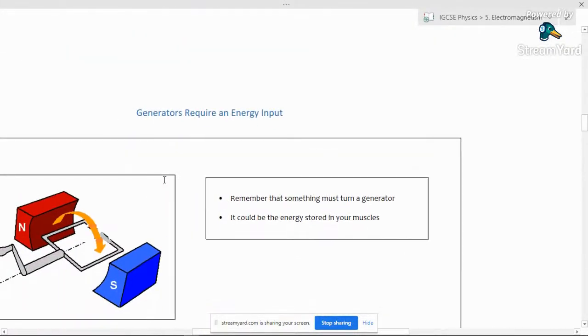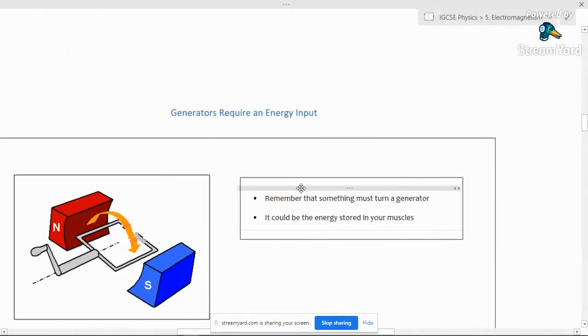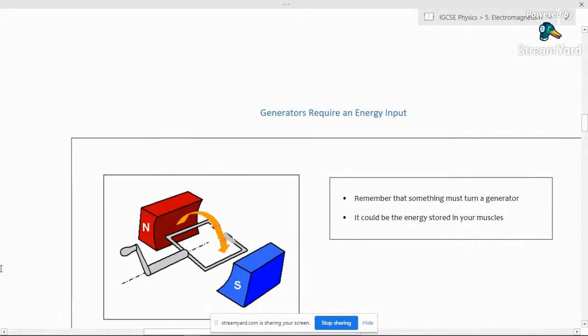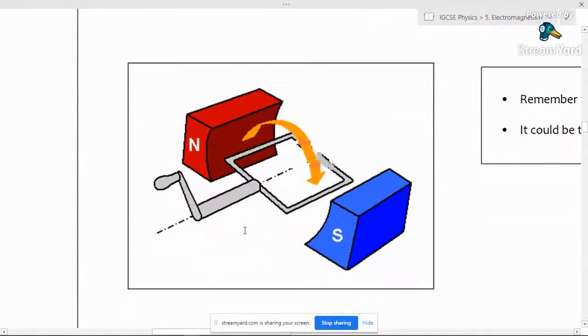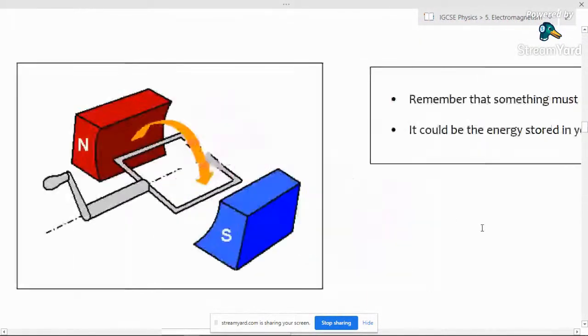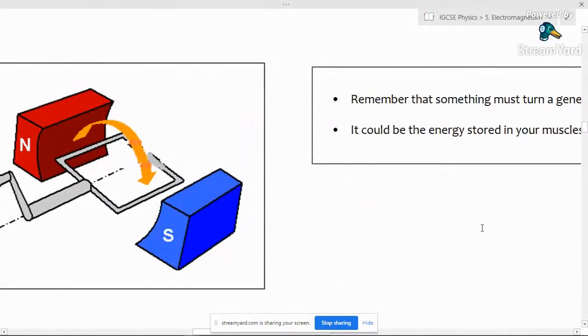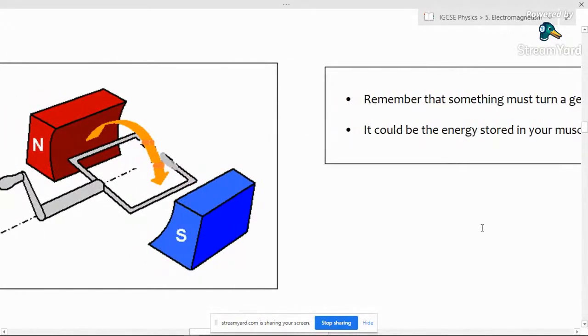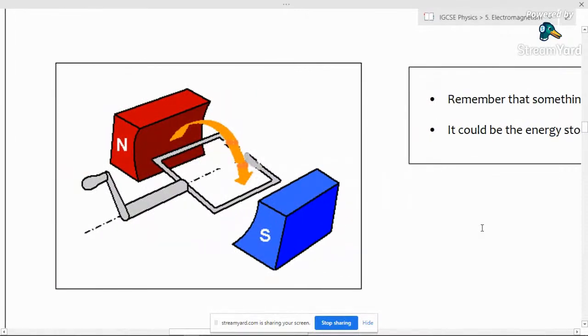All right. Moving down, so I'm just putting a reminder in here. Don't forget that something has to be turning a generator. You can see in this particular picture that there's a hand crank. So you would use your hand to turn this generator. And we actually have a hand turn generator that we've seen in the classroom that lights up a little LED light, similar to that one.